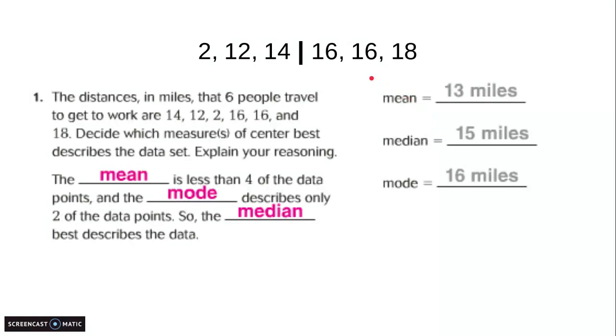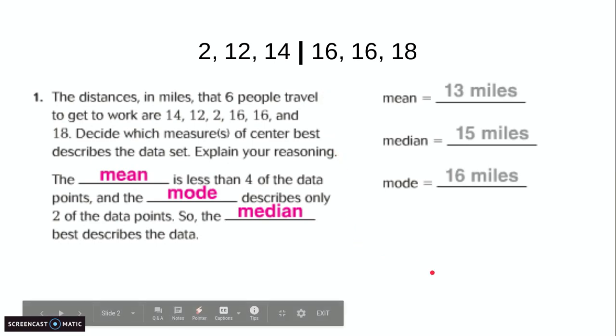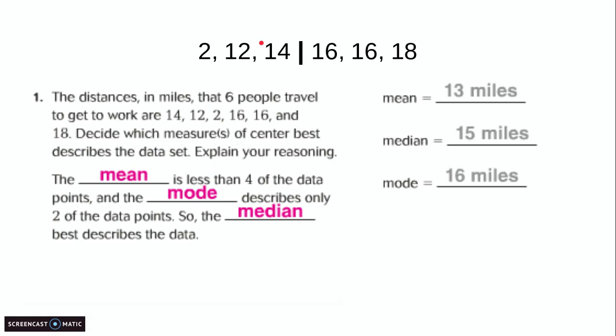I do have the data up here ordered, and this line represents the median, which is 15. So the answers that you should have had is the mean is less than 4 of the data points. The mean is 13. That would fit right here. And as you can see, it's less than those 4 numbers. The mode describes only 2 data points. That's the mode 16. These are the 2 data points it describes.